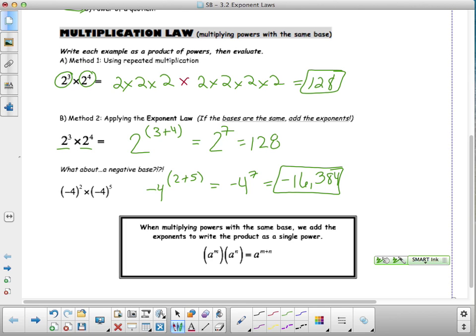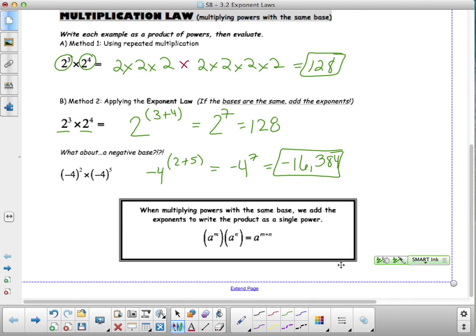The box below is your focus for this section. When multiplying powers with the same base, we add our exponents to write the product as a single power. If you notice here, my bases are the same. I add m plus n, which is what we just demonstrated above.